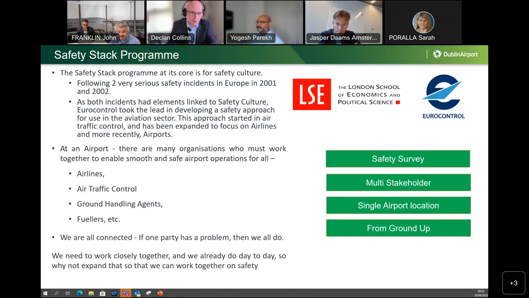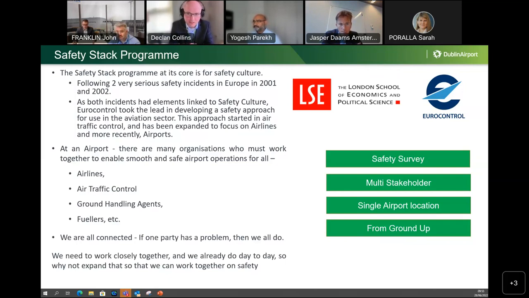We're all interconnected. If one party is a problem, like we would have seen in recent media reports, everyone has a problem, because we're causing delays, and delays will have a knock-on impact in terms of congestion on the airfield, which has a knock-on impact in terms of turnarounds, which has a knock-on impact on other satellite airports. So we need to work closely together. And the whole premise of the stack is that, from the ground up, it's in a single airport location. It's multi-stakeholder and it kicks off with a survey.